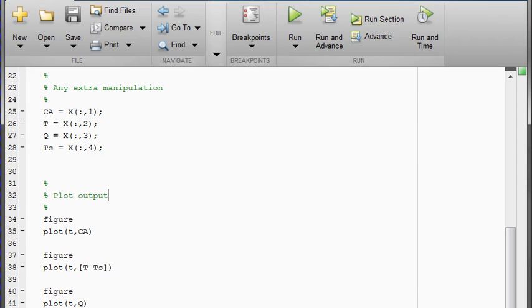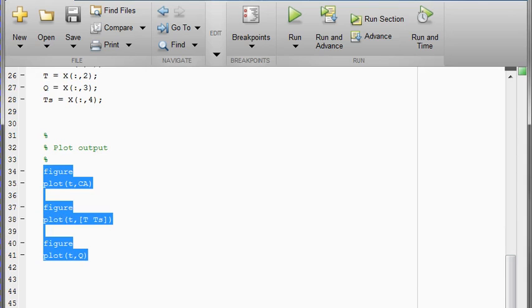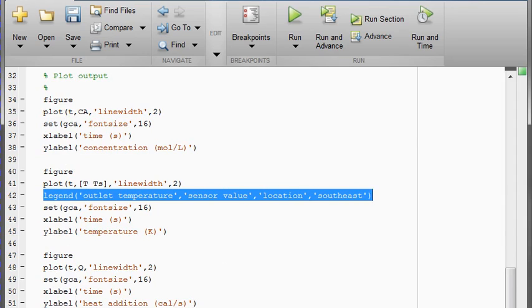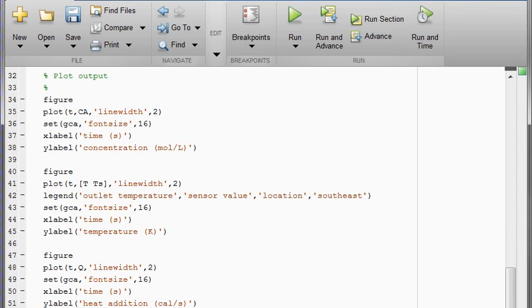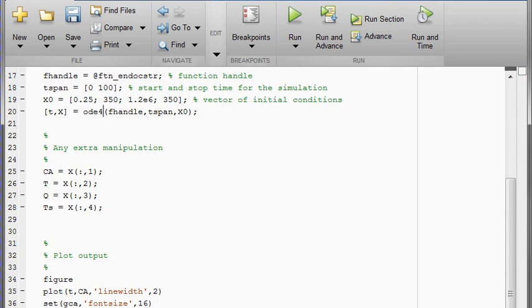So let's go ahead and run this script again, but let's change it to ODE15S, which might do a better job. Before we do that, I'm going to go ahead and change this code here to make my figures more beautiful. So what I've done here is I've made the line widths bigger, I've changed the font size on the graph, and I put X and Y labels, and I've done that for all of them. In addition to that, on the second one, I've made a legend, which will tell me which curve is my outlet temperature and which one is my sensor value. So let's go back up and change ODE45 to ODE15S. That's the only change we're going to have to make.